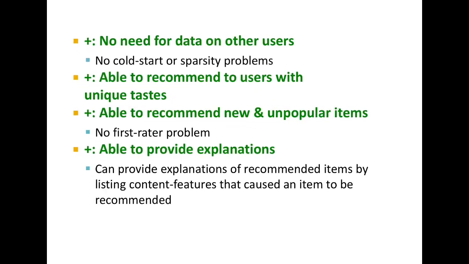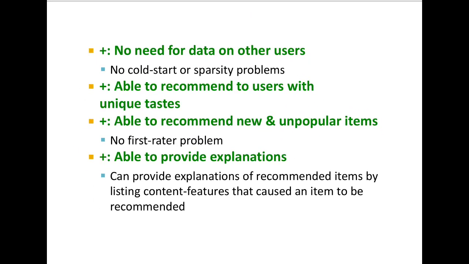So yes, what is the benefit of this? We are self-sufficient. If a user has rated some items, or you have either implicit or explicit ratings, we don't need data for other users, right? There's no cold start problem, and it is able to recommend to users with unique taste, able to recommend new and unpopular items, and able to provide explanations as to why you're recommending that, right? So if you're recommending a news article, there is a term frequency, and because of these terms which have gotten high weightage, that's why you're recommending it. So it can be explained also.